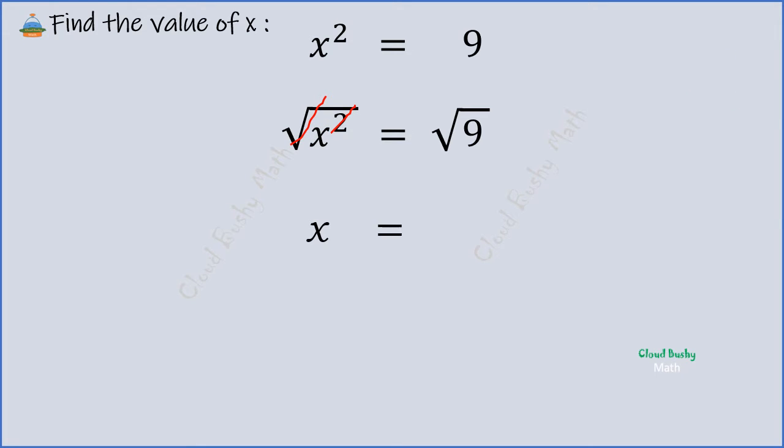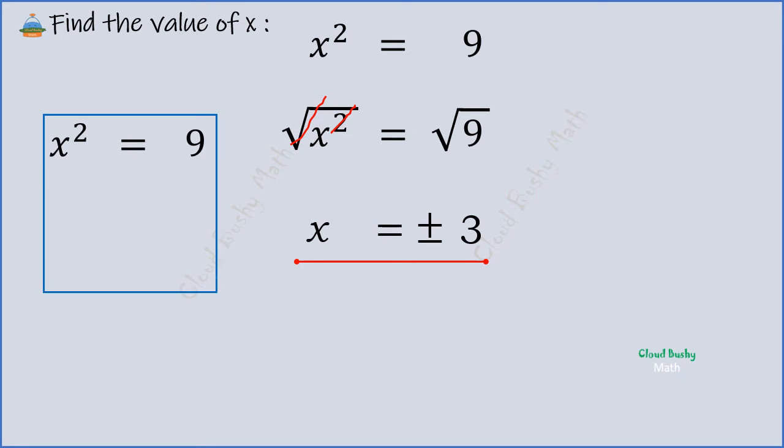And over the right-hand side, we want plus or minus the square root of 9. The square root of 9 is 3. That means x is equal to positive or negative 3. So we have two solutions. Negative 3 squared will give us 9. 3 squared will give us 9 as well. So our solution is x is equal to plus or minus 3.